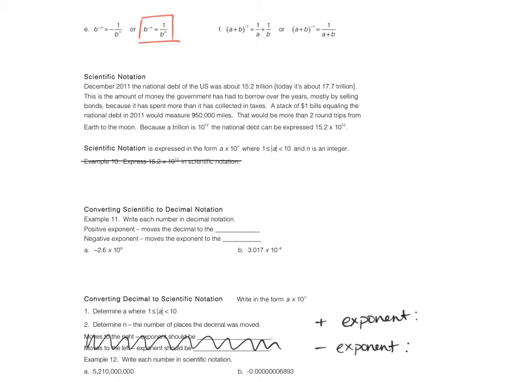F is similar to example 5b. When I have something added inside my parentheses here with an exponent, I cannot distribute that inside like I would with multiplication. So here I have to treat a and b as a singular quantity. So a plus b must be in the bottom of my fraction, giving us this answer choice.